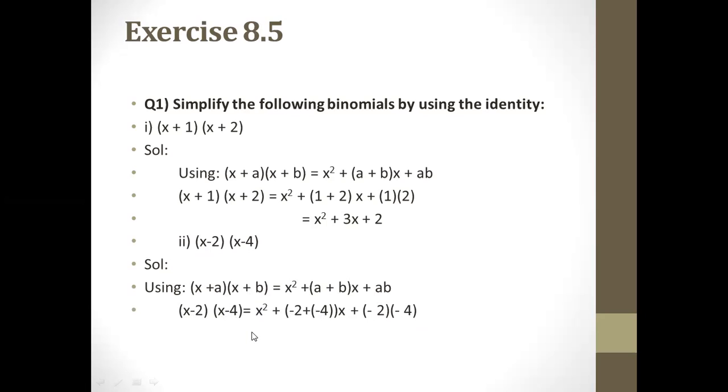Look, here we get x square, and you know that if both values have a negative sign, when we add them, we add them and put the sign of minus. So minus 4 and minus 2, minus 6x, and minus into minus is plus, 4 twos are 8, plus 8. So we get this answer. This is the second part.